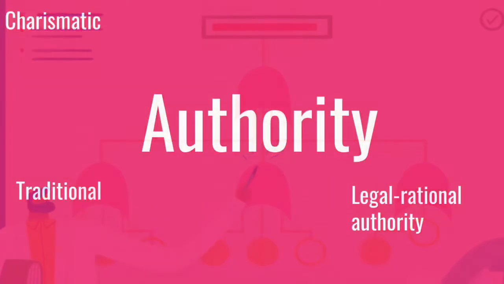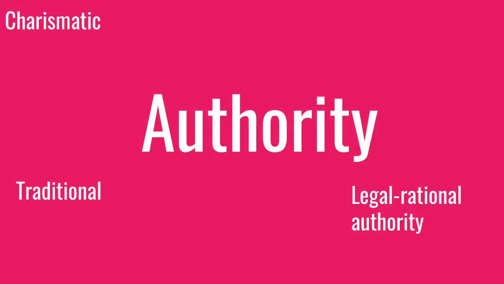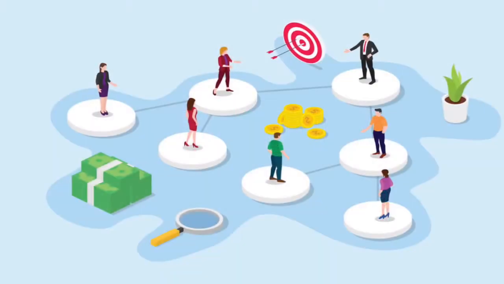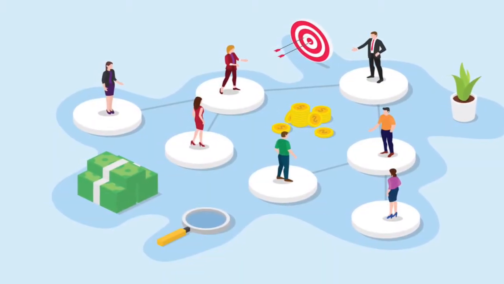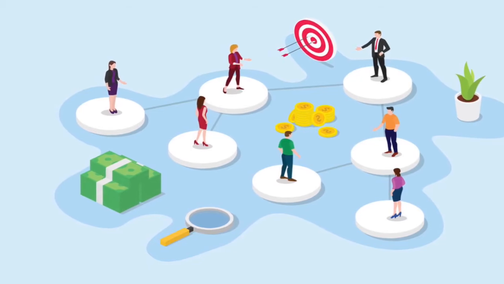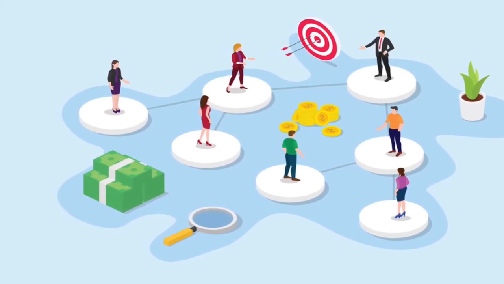Let us talk about elements of authority. Charismatic is the personal appeal of a leader. Traditional is the past customs or long-established behaviors. Legal rational authority is legal, impersonal rules that are routine and rationalized.